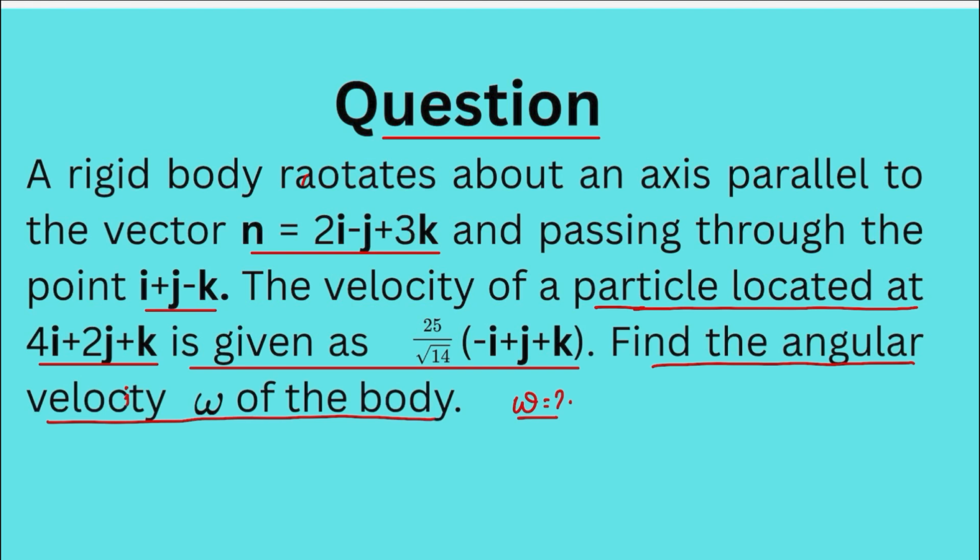Actually, let us draw a simple isometric view of a rigid body. It is the rigid body, isometric view, and it is its axis. This axis is parallel to some vector, that vector is this, and passing through the point. It is passing through some point here. That point is i plus j minus k.